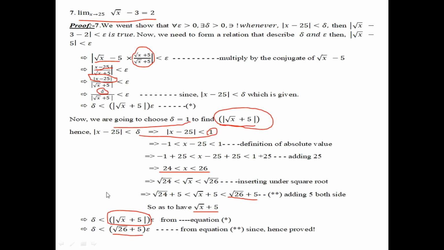These examples are all about the limit, given the limit. So we have proved using the delta epsilon method how to check.